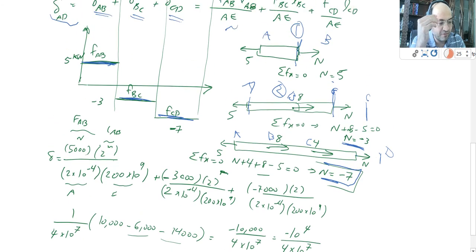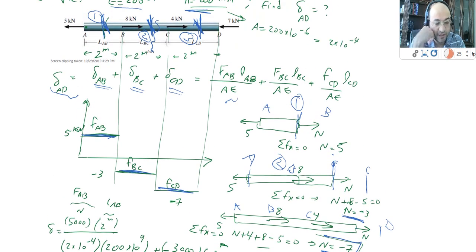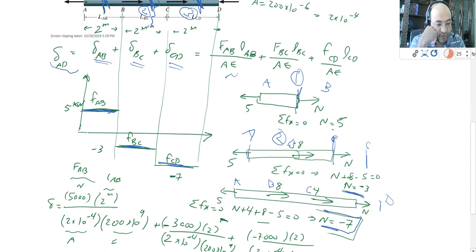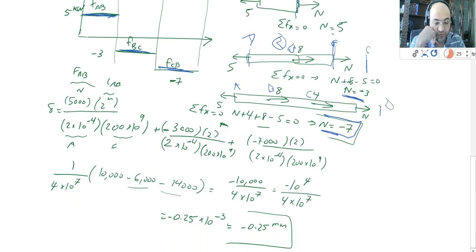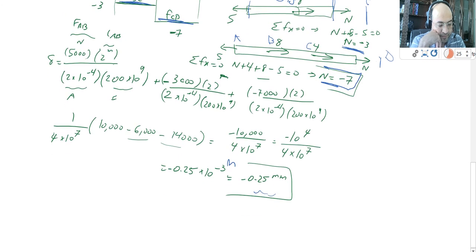In this case, if you apply the forces that you show there, it will go to a compression, and the value of that will be minus 0.225 times 10 to the power minus 3. This is in meters, and then I'm going to get it in millimeters.